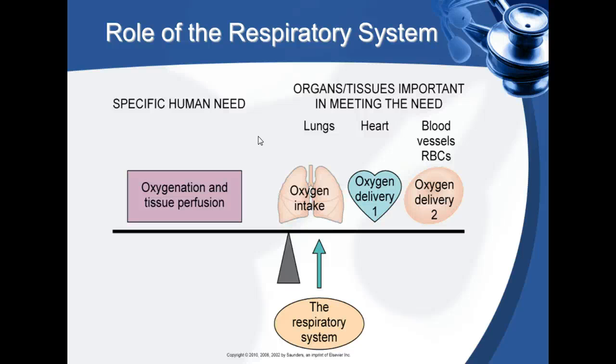We're going to talk about what the role of the respiratory system is. The main role of the respiratory system is a specific human need, which is basically oxygenation in the body and tissue perfusion. And that is important for the lungs and the heart and the red blood cells' oxygen delivery.